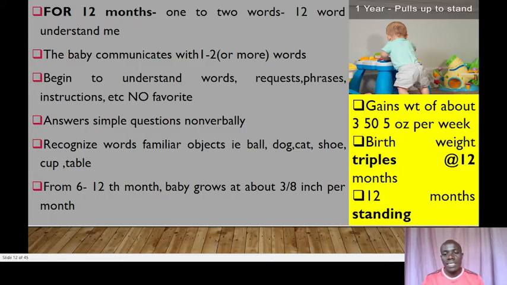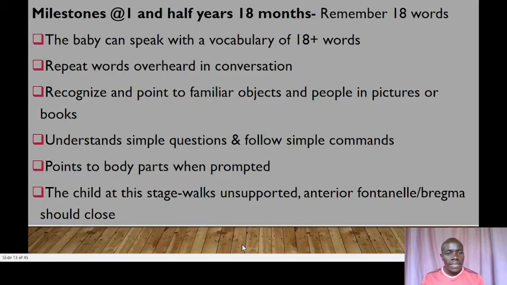Another significant milestone here is that at 12 months, this child is standing. They pull up to stand at 12 months. What about at 1.5 years? 1.5 years is equivalent to 18 months, and that is very key for us to understand this concept, because 18 months, remember, 18 words. So the baby can speak with a vocabulary of 18 words.